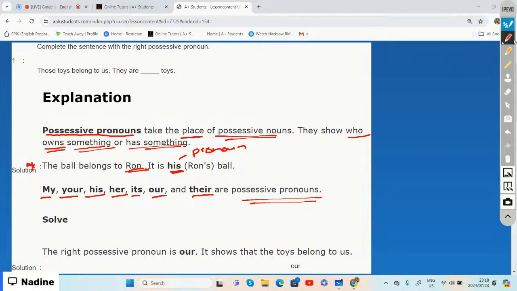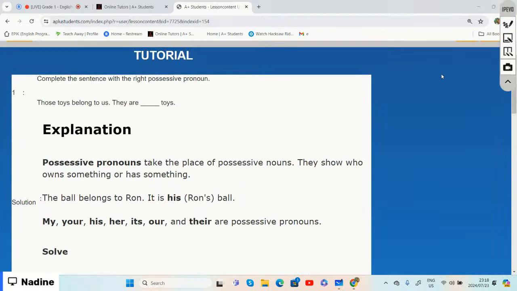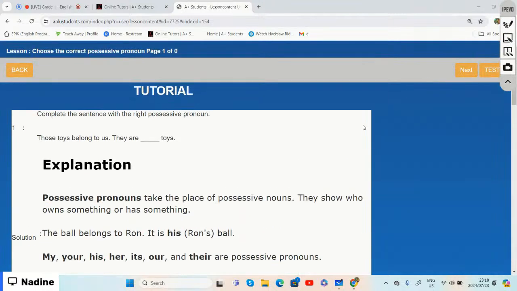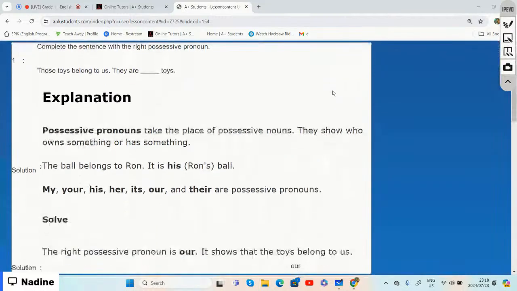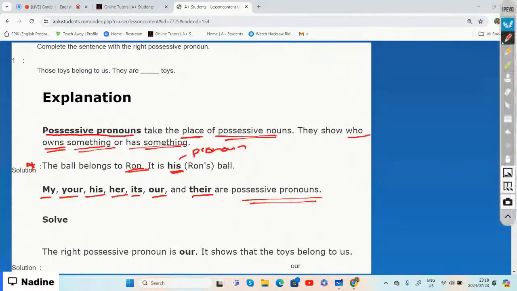So now we're going to our activity, where we are going to complete the sentence with the right possessive pronoun. So we're going to choose the activity with the right possessive pronoun. It says, those toys belong to us. So if the toys belong to us, then we need to choose one of these words.